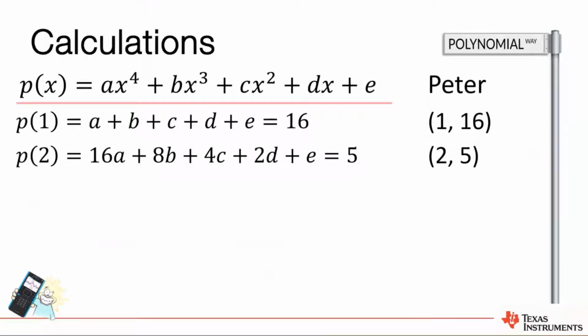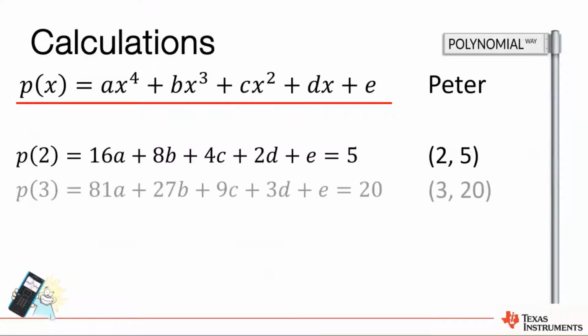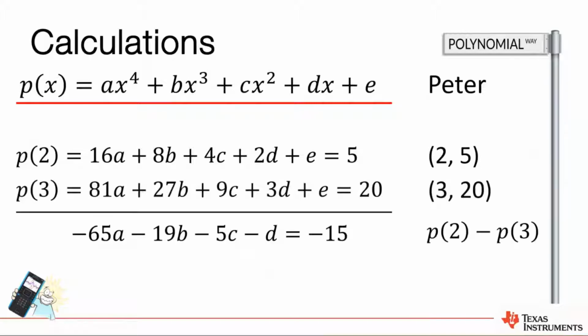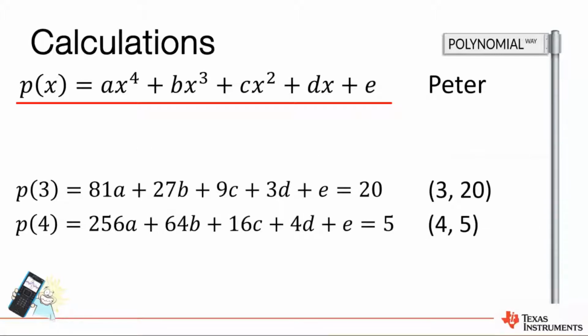So if I looked at just the first ones, P of 1 and P of 2, I could do P of 1 minus P of 2. And that would allow me to eliminate E. So now I've got an equation with just 4 variables, A, B, C, and D. I could do a similar thing with equation 2 and 3. So I do P of 2 minus P of 3, just systematically working through this. That would give me a second equation with 4 variables. Then I could continue on using P of 3 minus P of 4, again eliminating E.